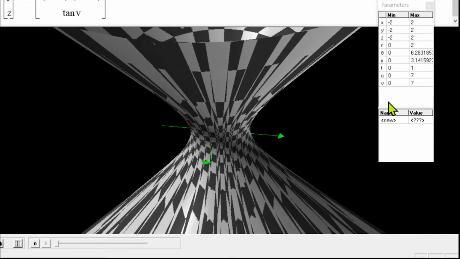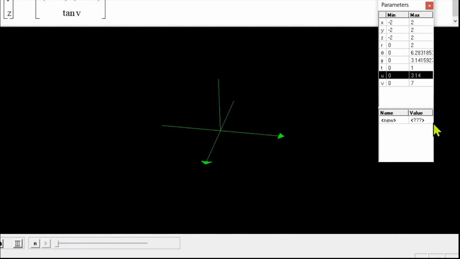Which parameter, u or v, do we adjust and cut it? And by what? U. U, okay, it has to be u because it has to do with x and y, right? And u from what to what? 0 to pi, because 0 to pi is good. Can I do pi here? Nope. I guess 3.14. We'll have to approximate pi.